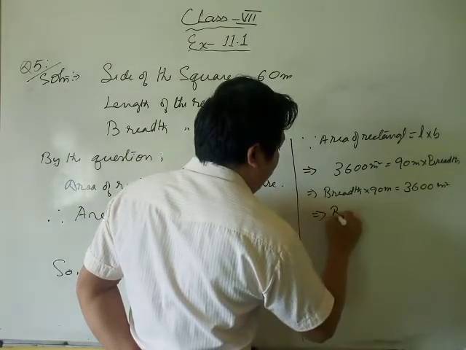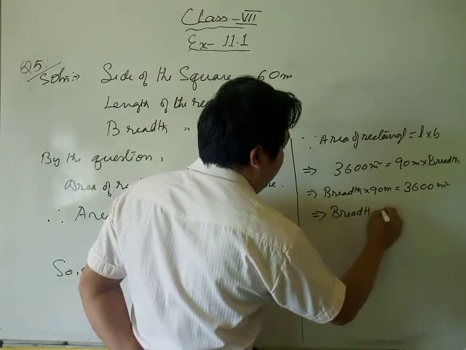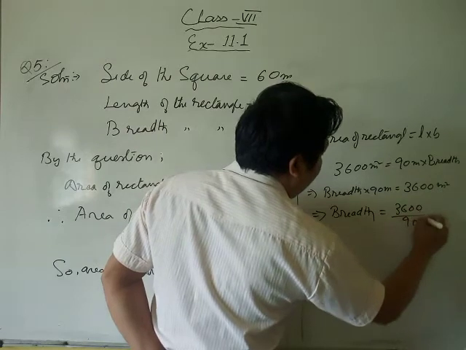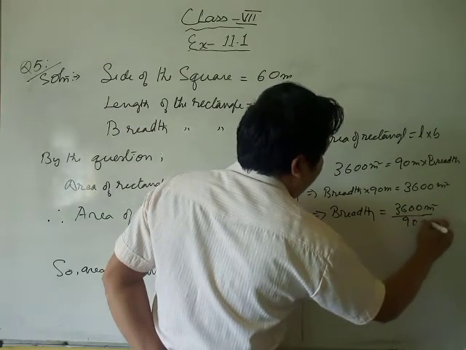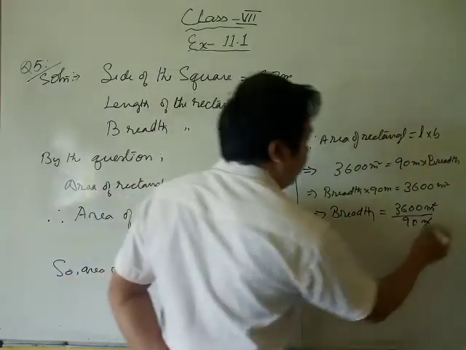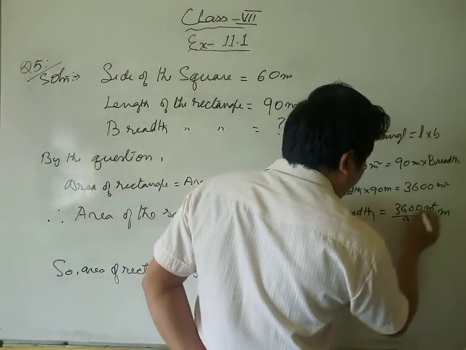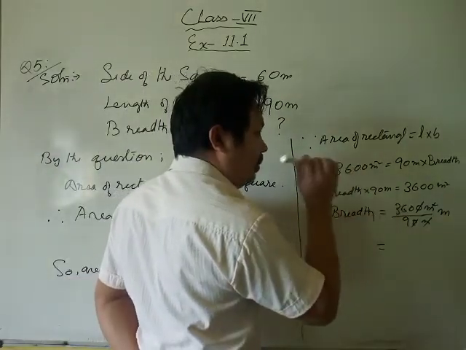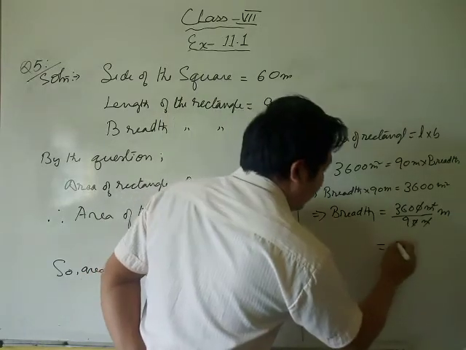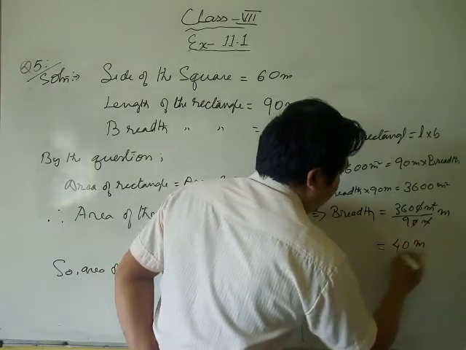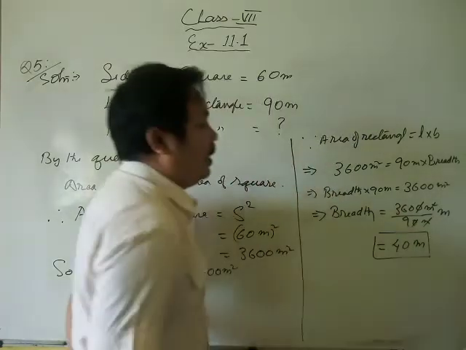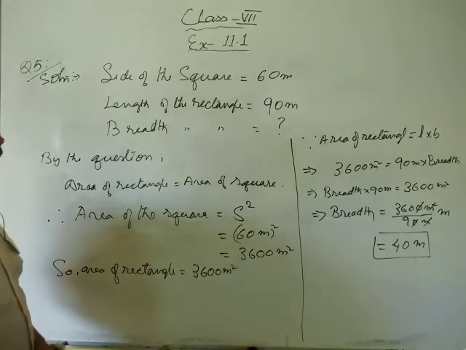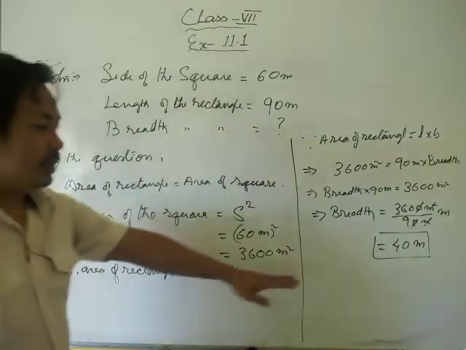Therefore, that means we can find out the breadth now. Breadth will be 3600 divided by 90, and here meter square, here meter. So meter and meter square will cancel, we will get 1 meter here. Then these 2 zeros can be cancelled. Now you have 360 divided by 9. That means how much? Yes, 40 meter. So 40 meter is the breadth of the rectangular plot. Okay, so the answer is 40 meter.